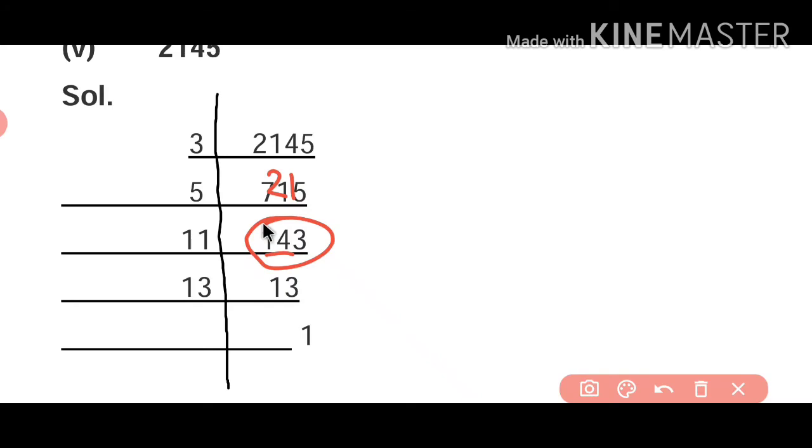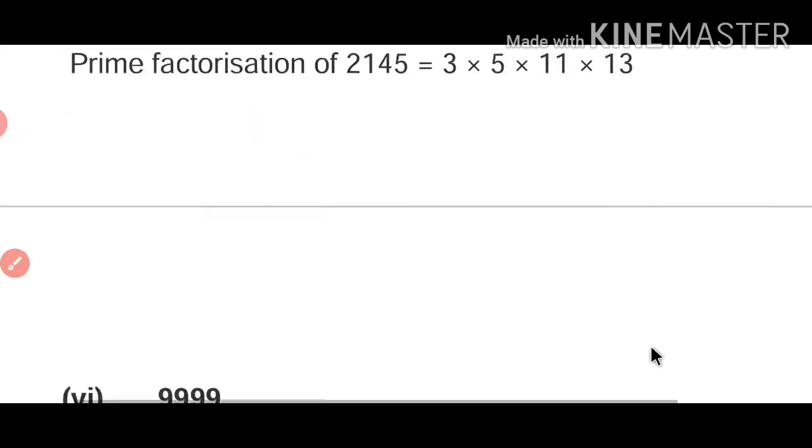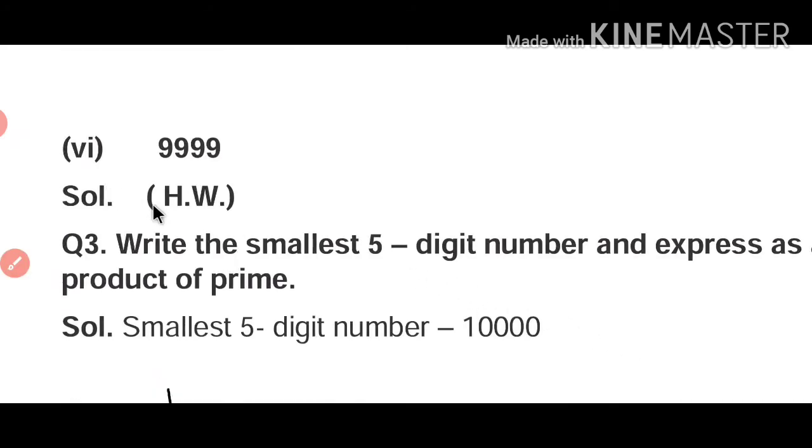Now 143 is divisible by 11. So 11 ones are 11, and here 33 is left. So 11 3s are 33, and 13 ones are 13. So prime factors are 3 multiply 5 multiply 11 multiply 13. So this is the prime factorization of 2145. Same here, question number 6 is left for you as homework.